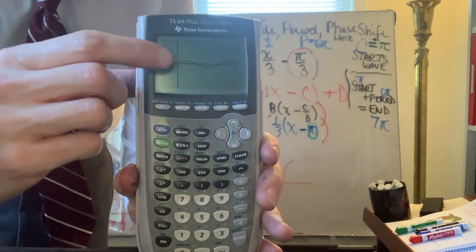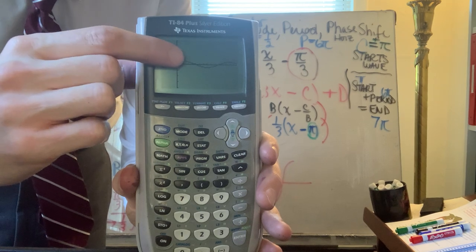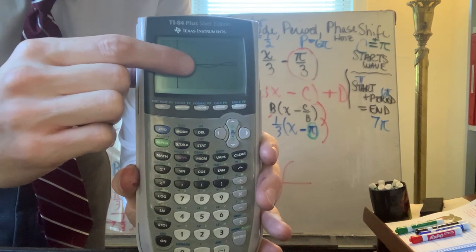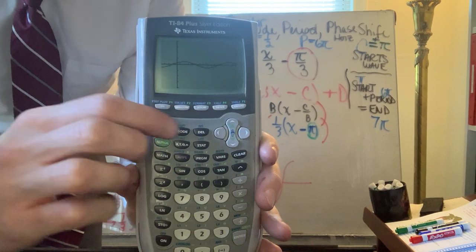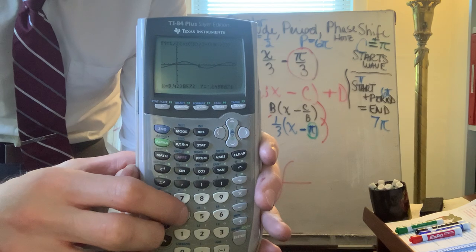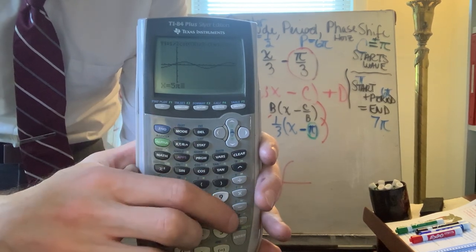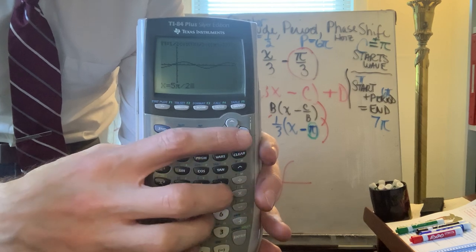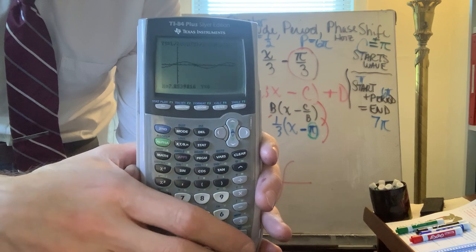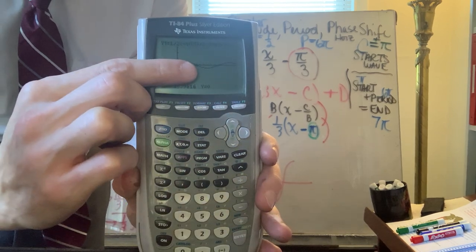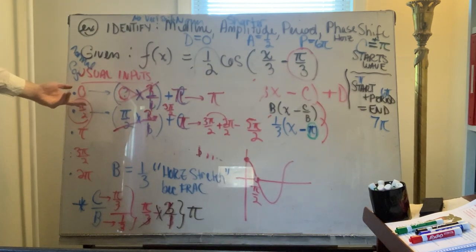And it should be right there, where my finger point is. If that's the high point, that's the start, then this would be the first point of interest right after it, the zero line. So I'm going to hit trace, and now I'm going to put in 5π/2. And if all goes according to plan, y should be 0 at that location. And it is.